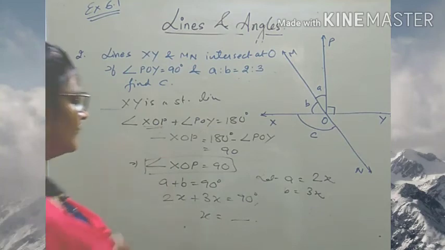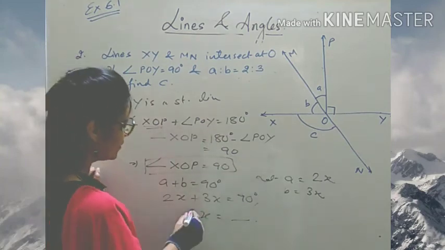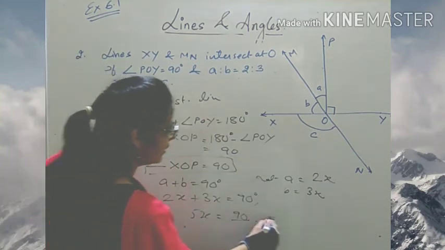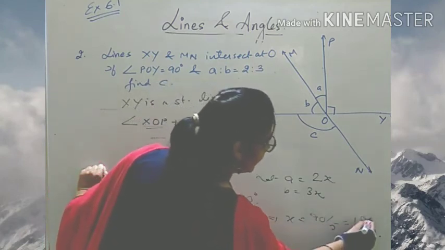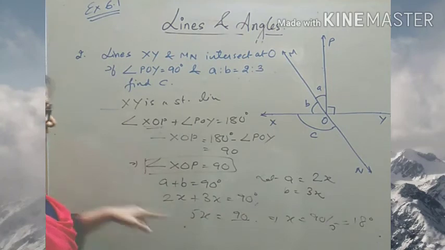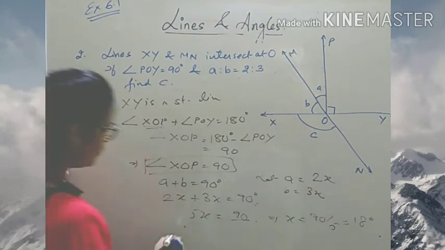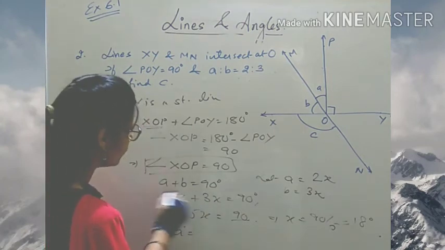जब x निकल आएगा, so what will be x? 5x equal to 90. So what is x? 90 upon 5. 5 and 5, 18 degree. So x is 18 degree. So what will be angle A? It is, what is A?